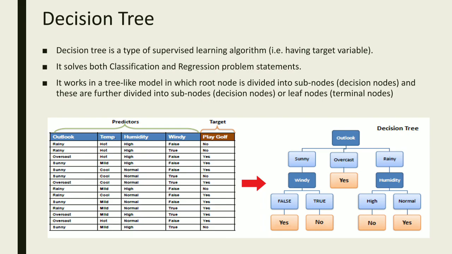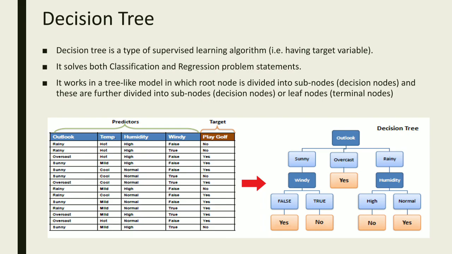Now see, the outlook contains various factors like rainy, overcast and sunny. The temperature may be hot, mild or cool, and the humidity may be high or normal, and windy may be true or false, that is whether that particular day is windy or not. If we see the first row, we can see if my outlook is rainy, temperature is hot, humidity is high and windy is false, we are not going to play golf. That is, our target variable is considered to be no.